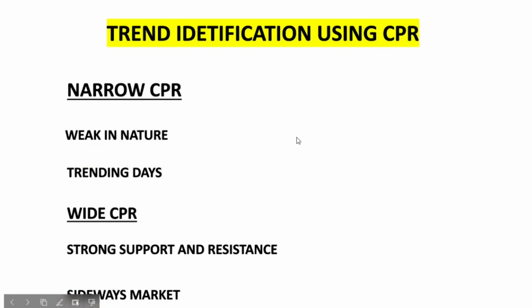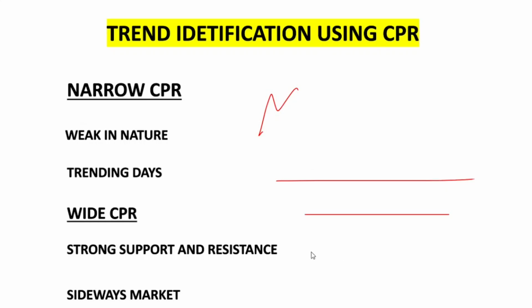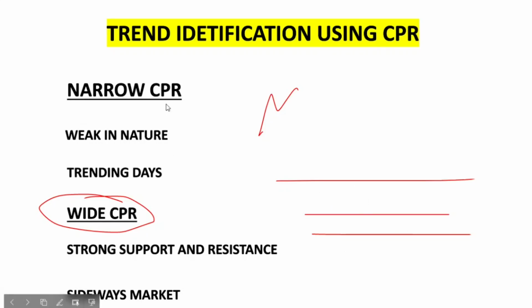The third type of CPR is medium CPR. Medium CPR means it will be wider than narrow CPR and narrower than wide CPR. So this is the simple differentiation between medium CPR, wide CPR, and narrow CPR. Now let us see how we can use this CPR on our chart and how we can take entries and make profits. Let us see some examples.